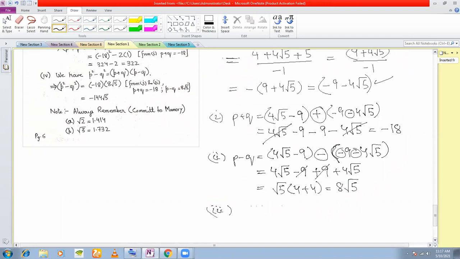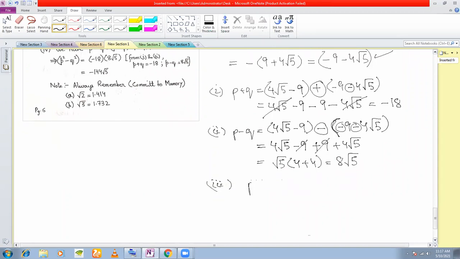Third part is P square plus Q square. Now this is a little interesting. If you want to find out P square plus Q square, we'll actually square. The better way is, if you remember, we have already done that. We have already found out P plus Q, right? So we will use this.